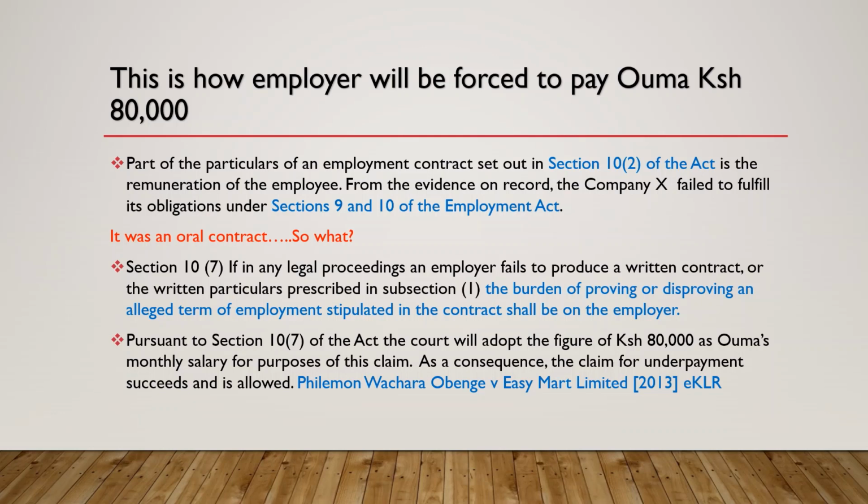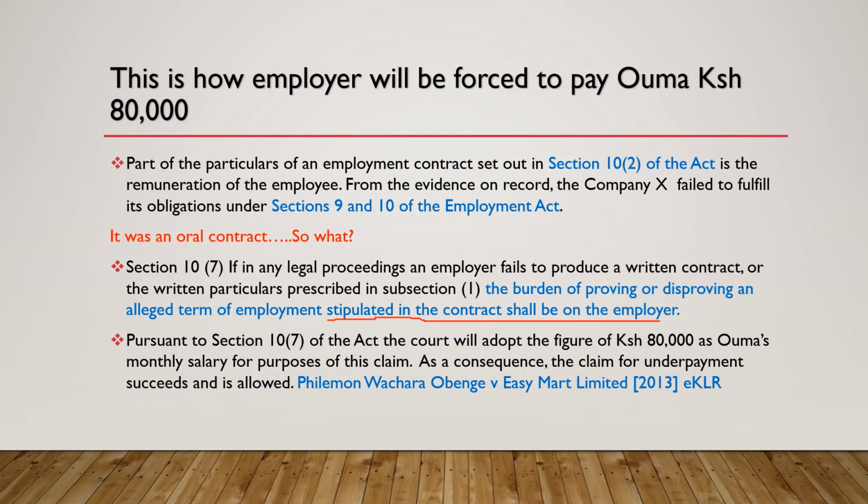Now, when it comes to any legal case, if you take a case challenging the situation of the employment, maybe you're claiming that I was supposed to be paid 80,000, like Ouma's case, the burden of actually proving or disproving an alleged term of a contract that was stipulated will be on the employer, meaning that as Ouma challenges Company X that the original salary was supposed to be 80,000, the burden is on Company X to prove that that amount was not in fact 80,000.